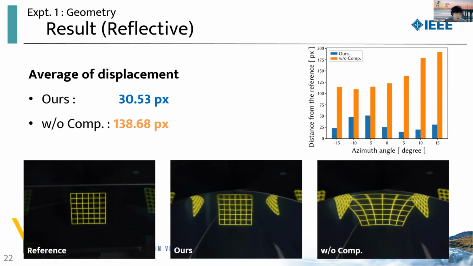Looking at the images, our method maintained the mid-image as a square. However, image without compensation was widely warped to the left and right. And the displacement with our method was smaller than without compensation.